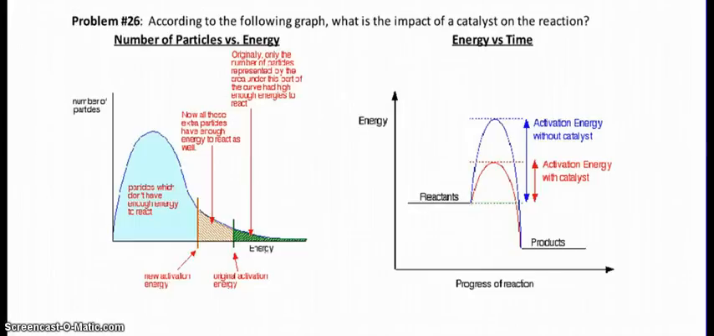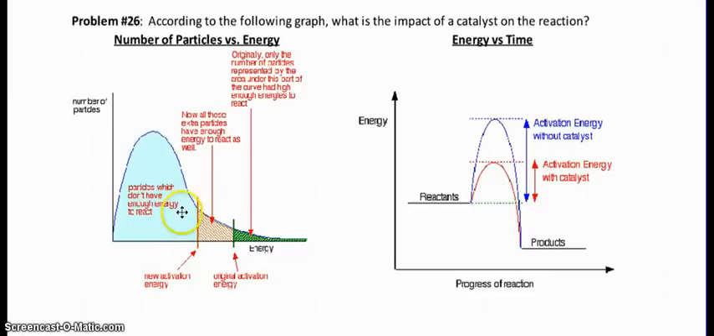Okay, aren't these graphs cute? So anyway, it says according to the following graph, what's the impact of the catalyst on the reaction? Let's look at a couple things. Look at the number of particles that are colliding that don't have enough energy to react on the left hand side right here. That is a huge amount of particles.